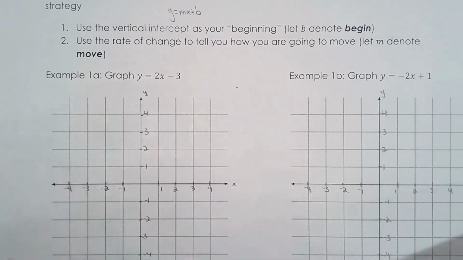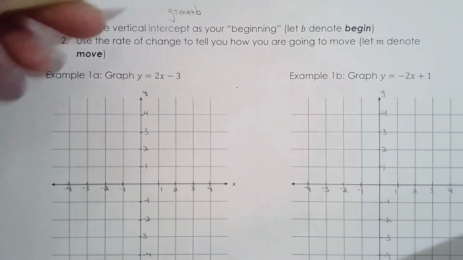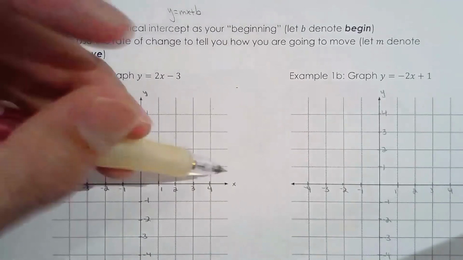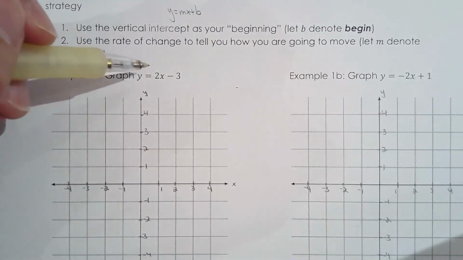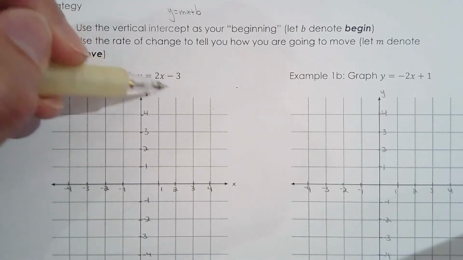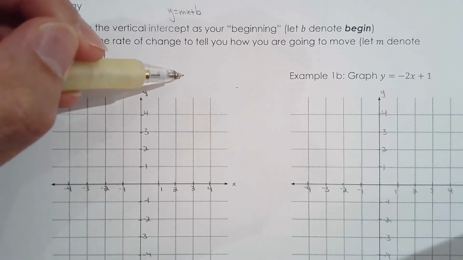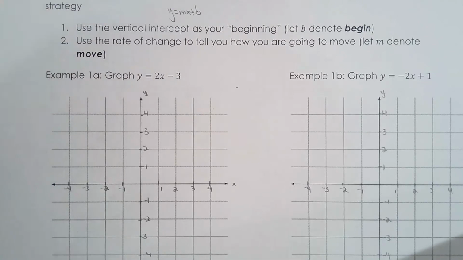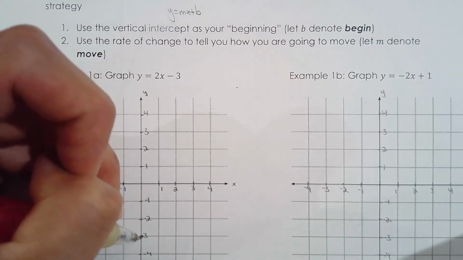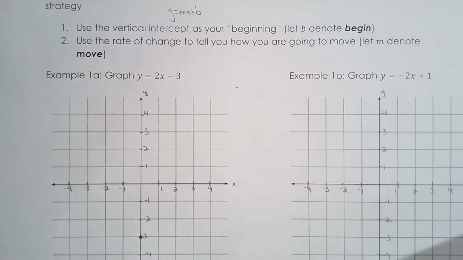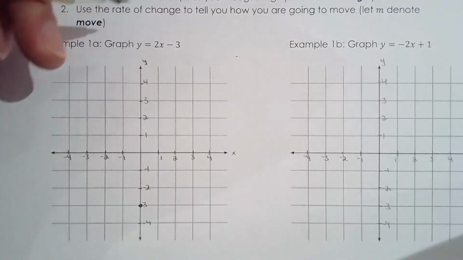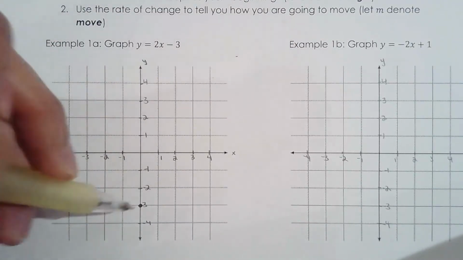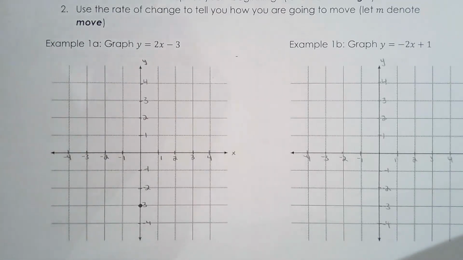Alright, so y equals 2x minus 3. I added the scaling for my x and y axis and labeled my axes. So b is for beginning. That tells me where I'm going to plot my first point. Since my vertical intercept is -3, I'm going to plot that point right there. And then how am I going to move on this Cartesian plane? How am I going to move and plot the other points on this line?